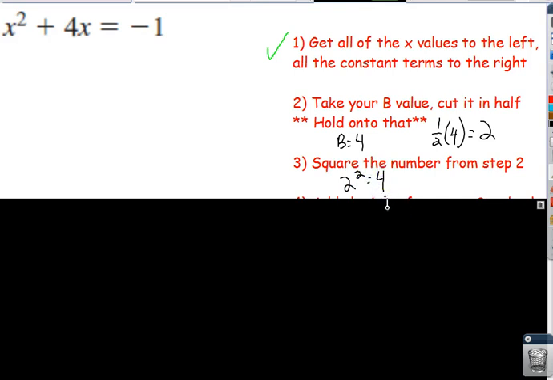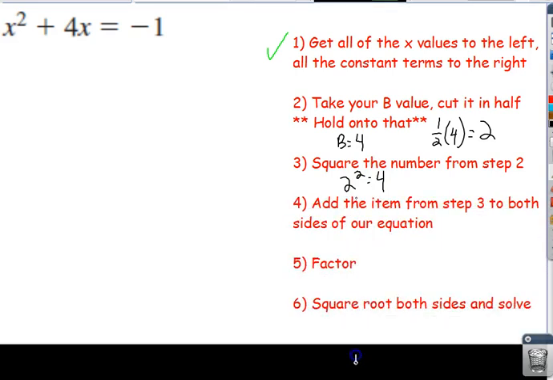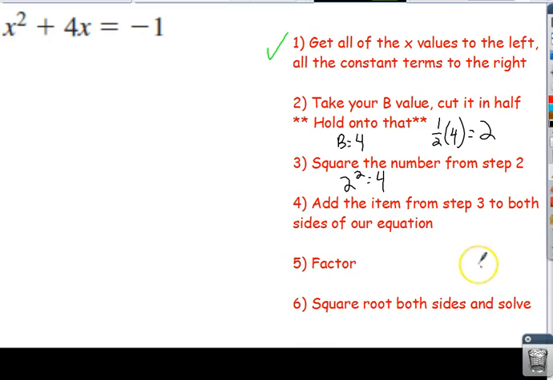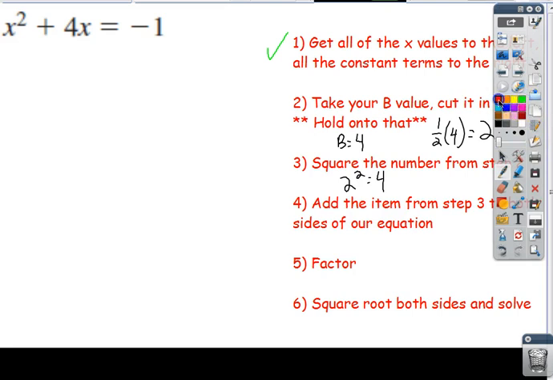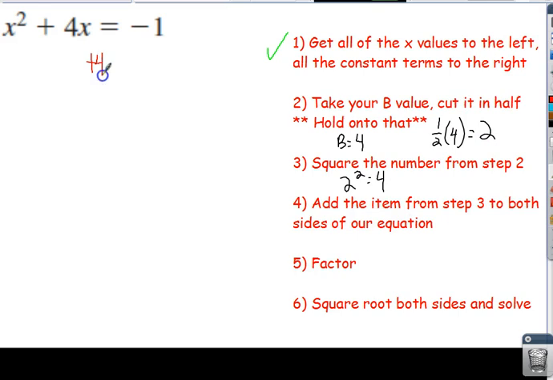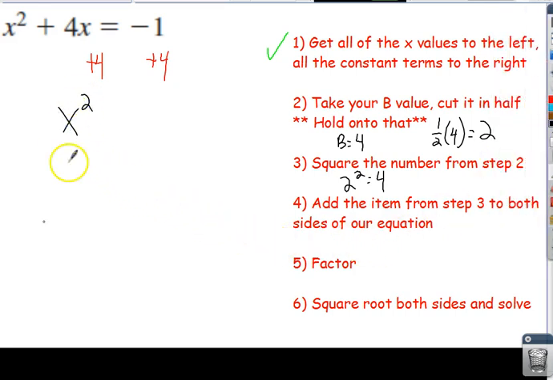It is rare that the number you square ends up being the number you cut in half, but that's fine. You add the item from step 3 to both sides of our equation. So I have to add 4 to both sides of the equation. Hooray for that. I do it to both sides because sharing is caring. Thanks, imaginary voice in my head. So I add 4 to both sides of my problem here. And then I go from there.